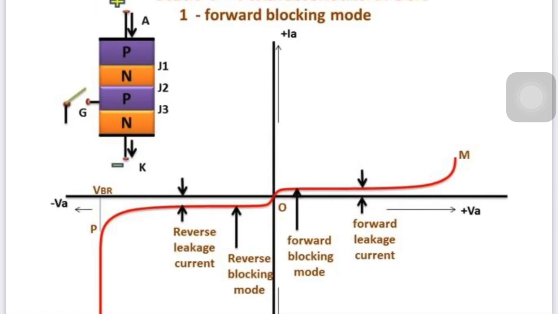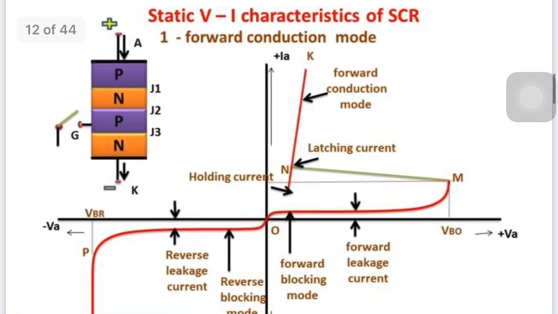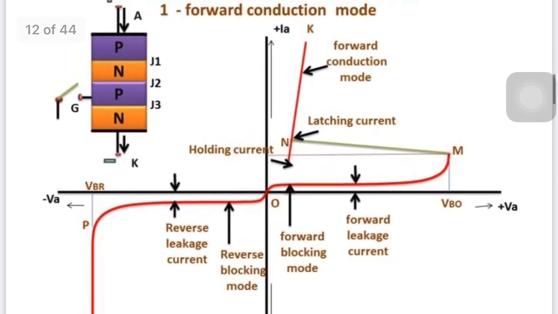So this condition in which the SCR is not turned on, after the M point it tries to turn on. That is called the I-V characteristic of forward conduction mode. Still my gate is open, now my J2 is in breakdown. When the anode to cathode voltage increases, the depletion layer becomes smaller, and at some point it conducts and electron exchange starts.